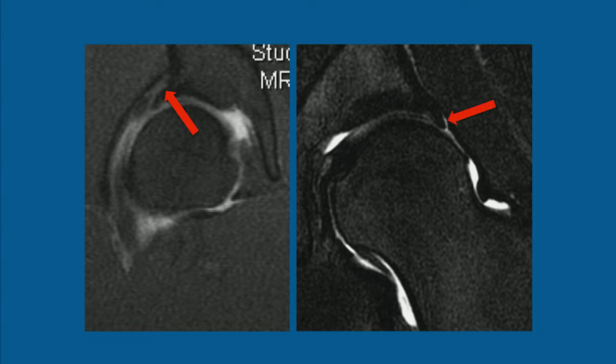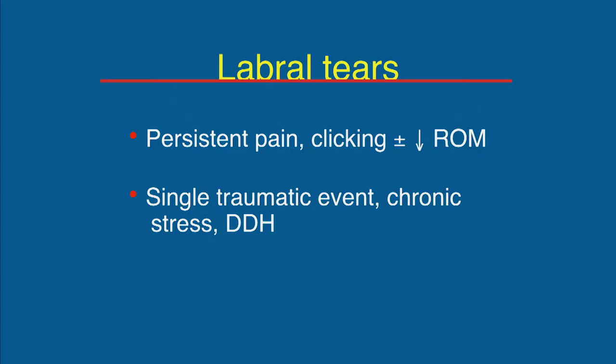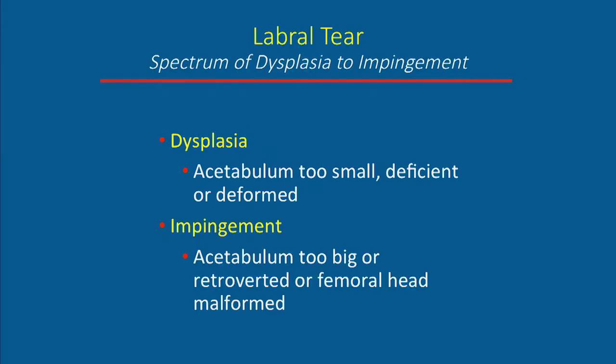And in this example, where a patient has a little bit of fluid in the joint, that can actually mimic a labral tear if you're unaware of the normal capsular insertion. Patients present with persistent pain, clicking, and may have a decreased range of motion. The labrum can be injured from a single traumatic event, associated with chronic stress or dysplastic hips.